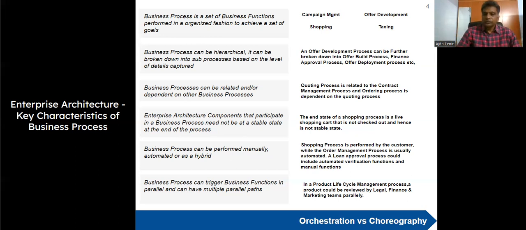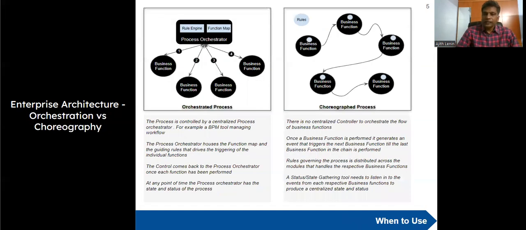Now, let's look at the types of processes. On a very high level, processes can be classified into two types: the orchestrated process or the choreographed process. So let's look at the orchestrated processes first. An orchestrated process means there is a centralized process orchestrator which controls the entire process, for example, a BPM tool managing a workflow.